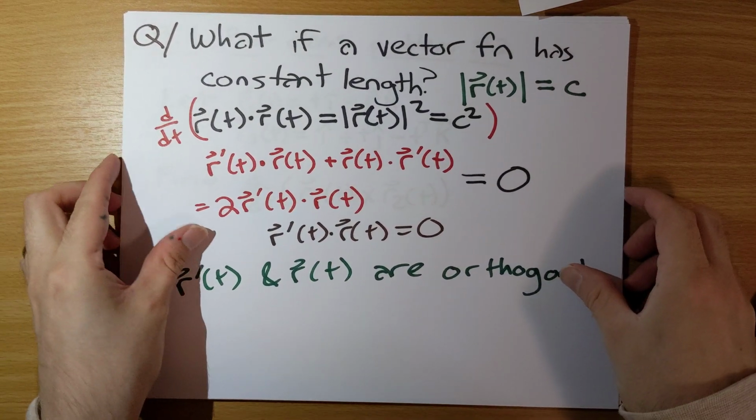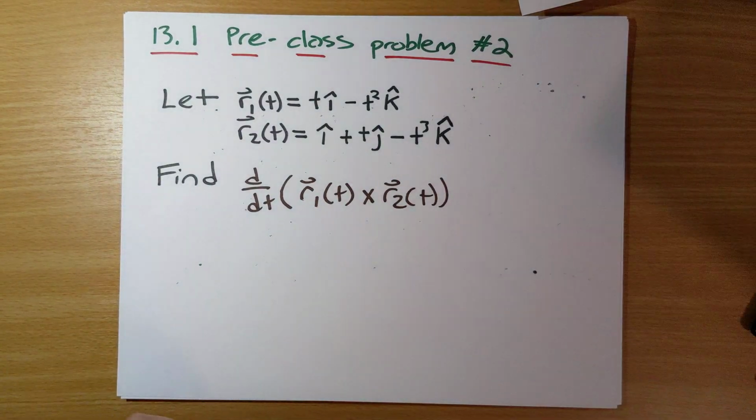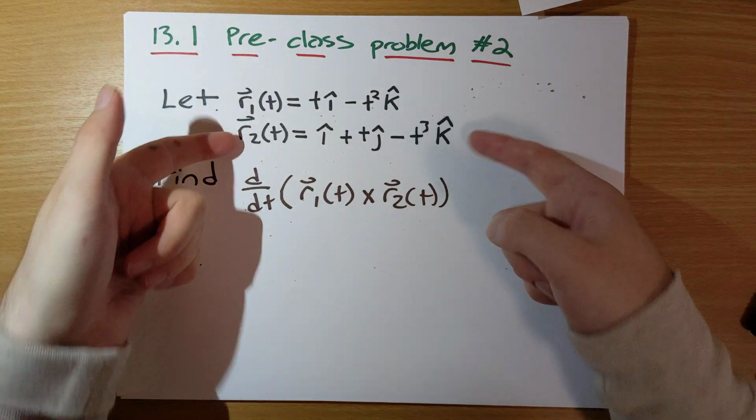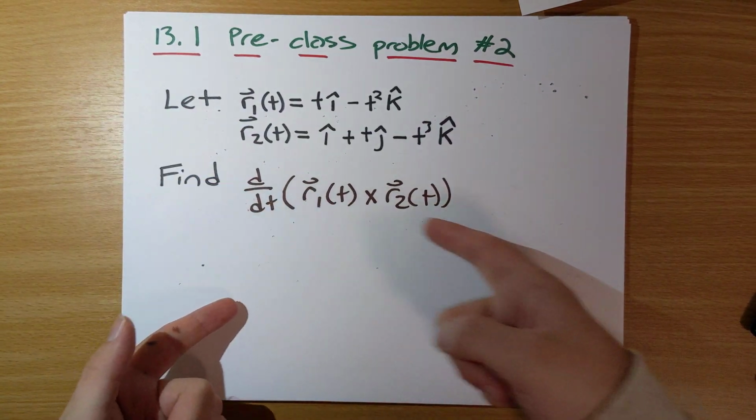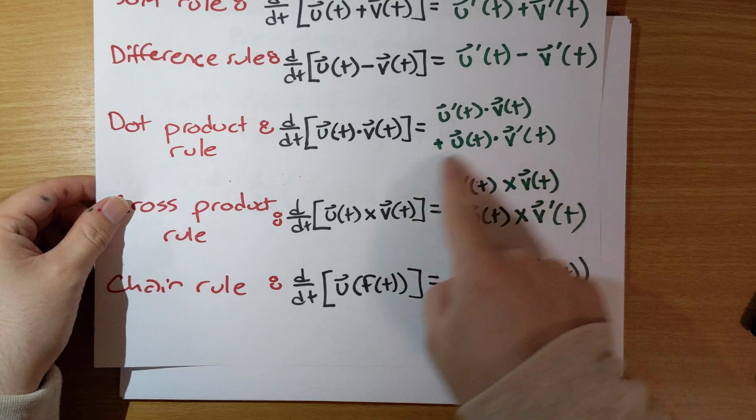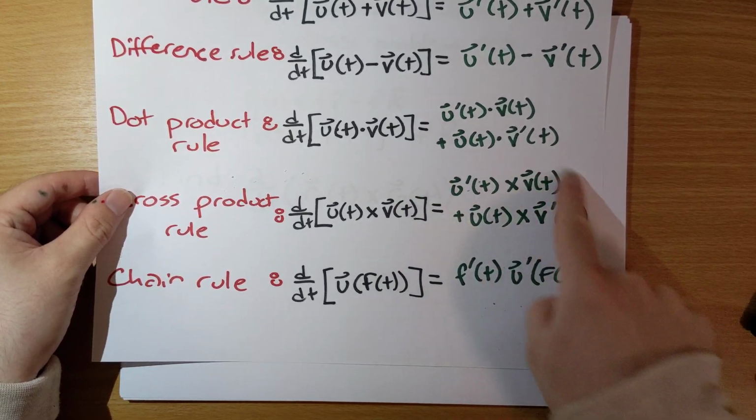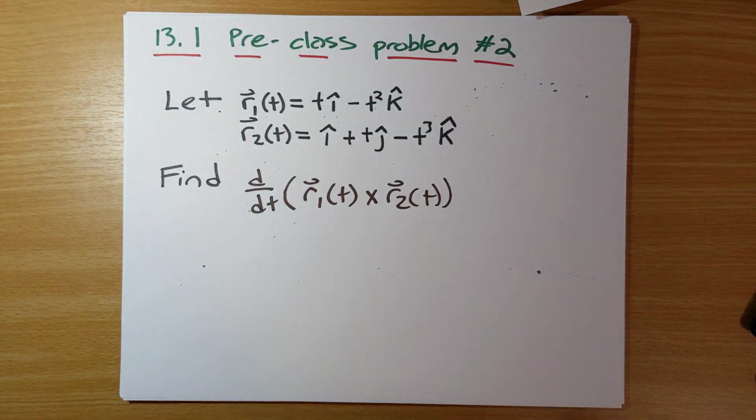Okay, I want to wrap up this video. There's a pre-class problem. This actually was supposed to be in the last video, but I forgot to show it there. This is going to be a cross product rule calculation. So I gave you r1 of t, r2 of t. Find the derivative of the cross product using the cross product rule right here. Okay, so that is your goal. Again, make sure that you keep track of the orders because order matters when you're dealing with cross products.